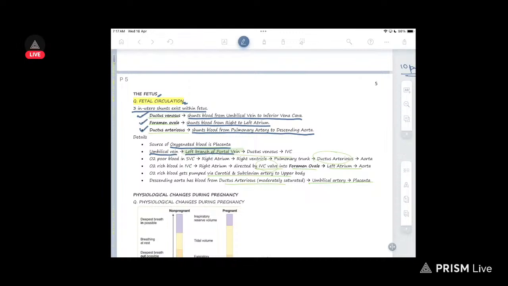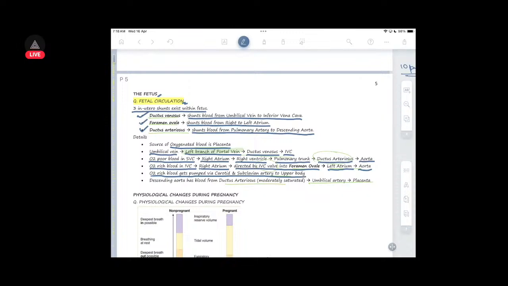The umbilical vein goes to the left branch of the portal vein, which goes to the ductus venosus, which goes to the inferior vena cava. Oxygen poor blood in the superior vena cava goes to the right atrium, then the right ventricle, then the pulmonary trunk, ductus arteriosus and aorta. Oxygen rich blood in the inferior vena cava goes to the right atrium, directed by the IVC valve into the foramen ovale. It goes to the left atrium and then to the aorta. Oxygen rich blood gets pumped via the carotid and subclavian arteries to the upper body. The descending aorta has blood from the ductus arteriosus, which is moderately saturated. It then goes to the umbilical artery and to the placenta.